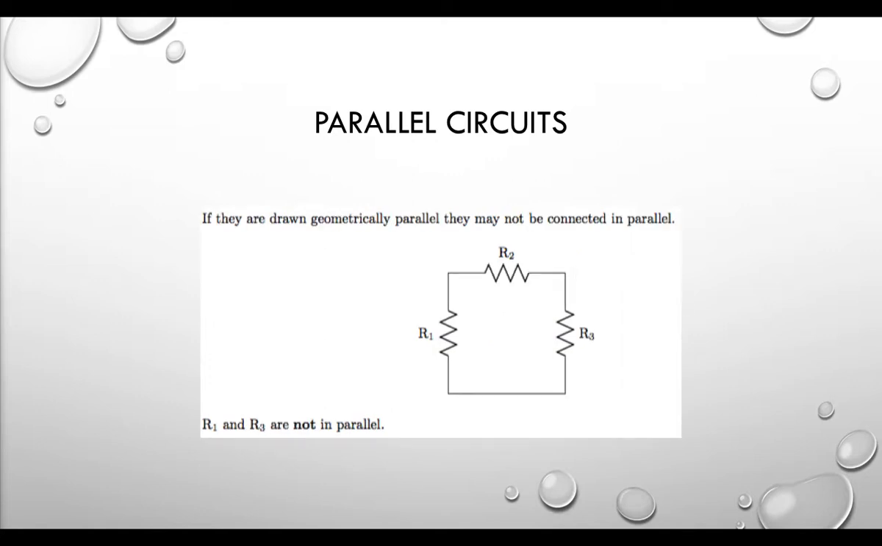The other tricky thing about parallel circuits is that just because two elements are drawn as if they are in parallel, they may not be connected in parallel. Here, R1 and R3 look like they're in parallel, but they're not because they're not connected between the same two nodes. This circuit has three nodes, the one between R1 and R2, the one between R2 and R3, and the one at the bottom between R1 and R3. And similarly, R1 and R2 are not in parallel, even though they're at right angles, because again, they're not between the same two nodes.